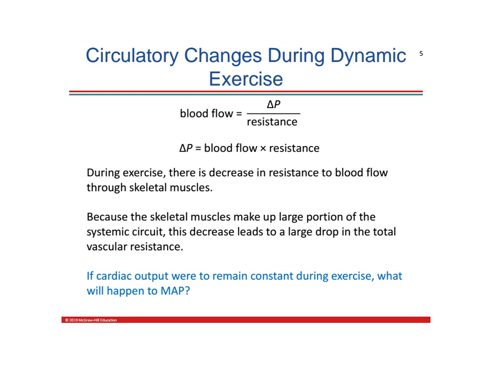During exercise, there's a decrease in the resistance to blood flow through skeletal muscle. Because the skeletal muscles make up a large portion of the systemic circuit, this decrease leads to a large drop in the total vascular resistance. If cardiac output were to remain constant during exercise, what would happen to MAP? MAP will drop, potentially causing a loss of perfusion of organs such as the brain. So this is a big problem.